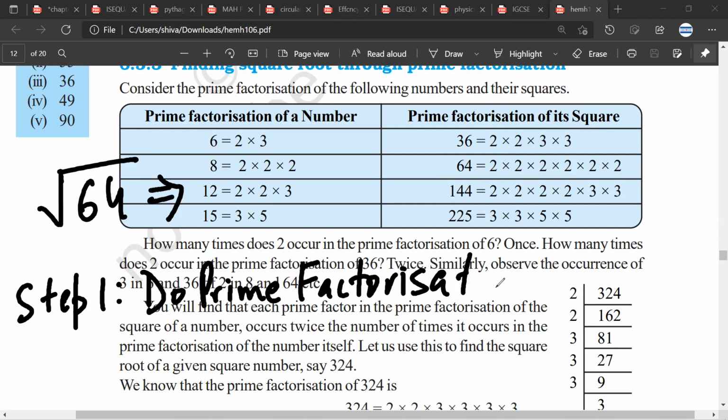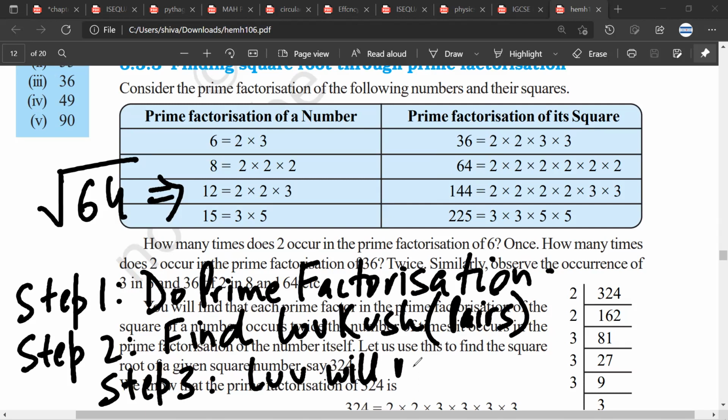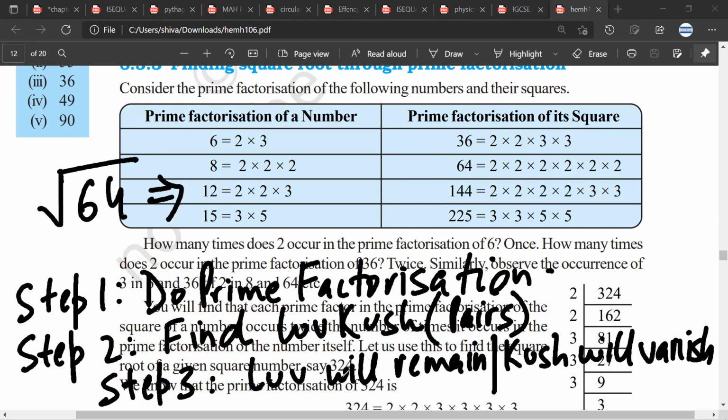Mr. Sarthak, can you note this down? Yes. Step 2: find love kush. Love kush means pairs. Step 3: love will remain, kush will vanish. Any doubt?